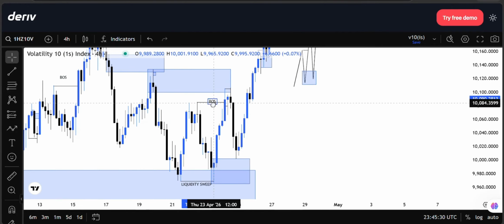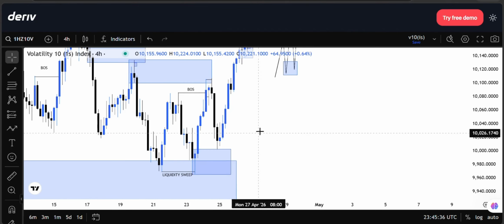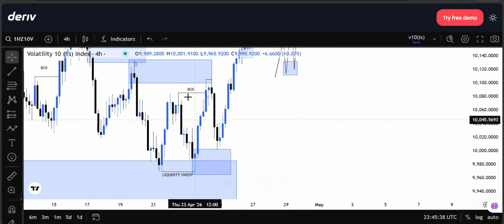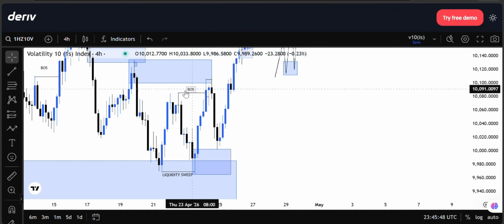Okay, we have this break of structure. So this is that zone that caused the break of structure, meaning with all this that we have seen here, we have seen a liquidity sweep, signaling a bullish move, and then of course we see our order block that caused the momentum that broke structure.